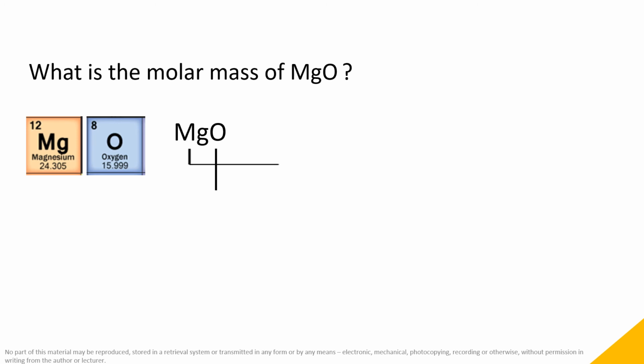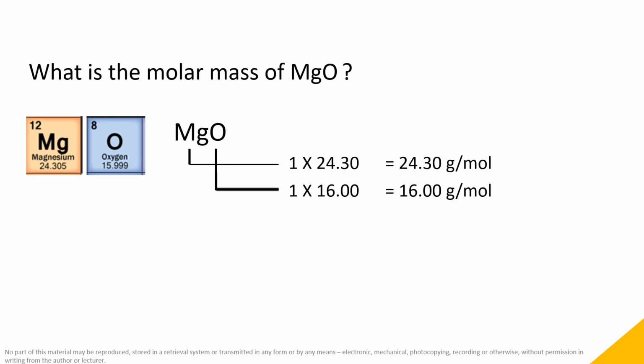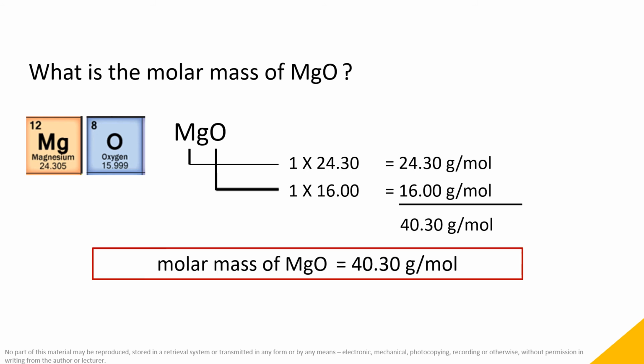So the equation would be: magnesium has only 1 atom, therefore 1 times 24.30. And oxygen has only 1 atom as well, so 1 times 16. So 24.30 plus 16 will get an answer of 40.30 grams per mole. Therefore, the molar mass for magnesium oxide is 40.30 grams per mole.